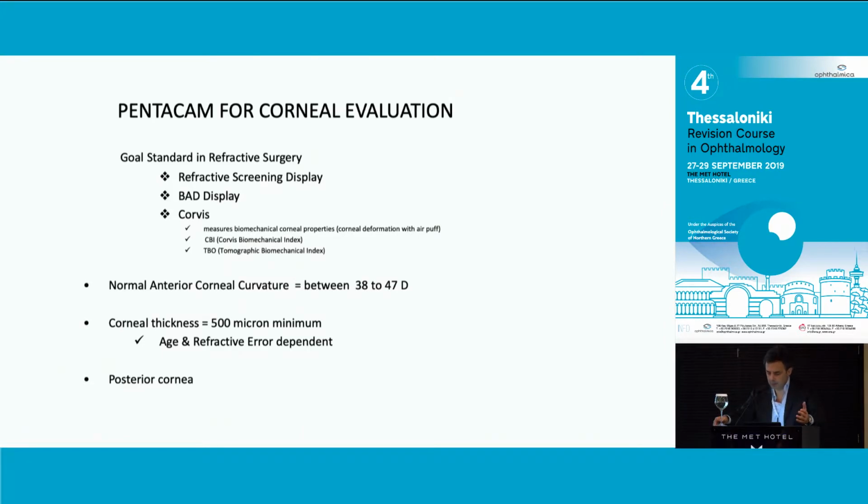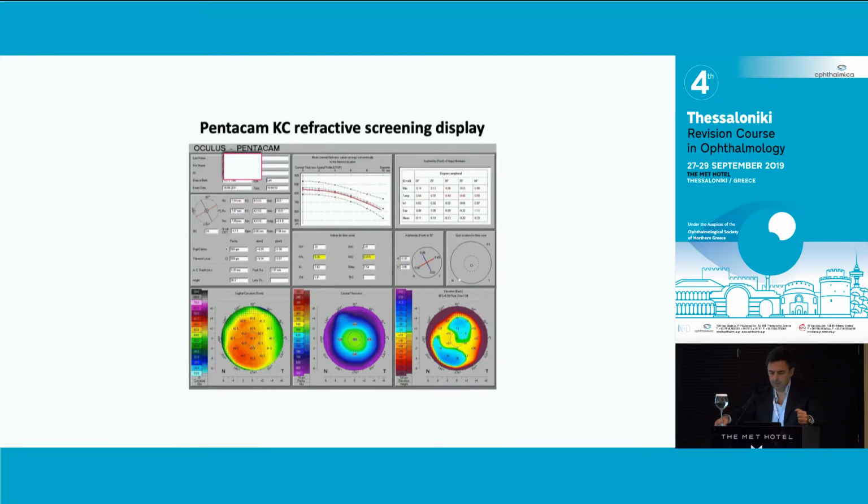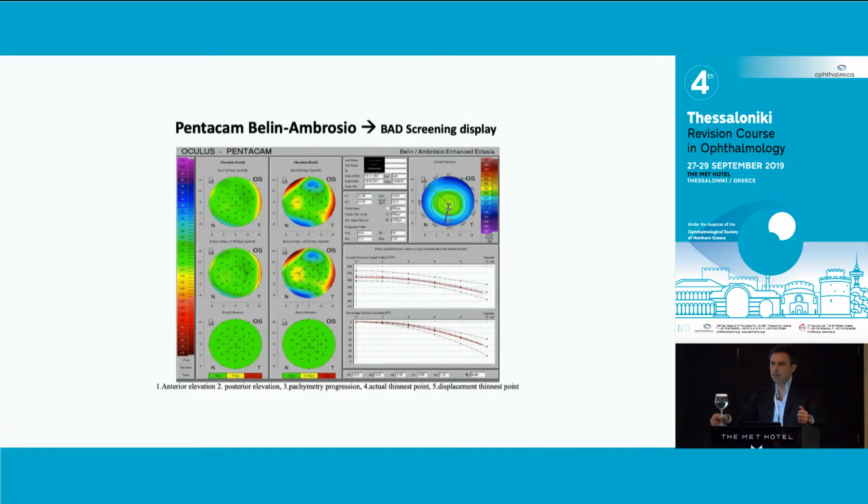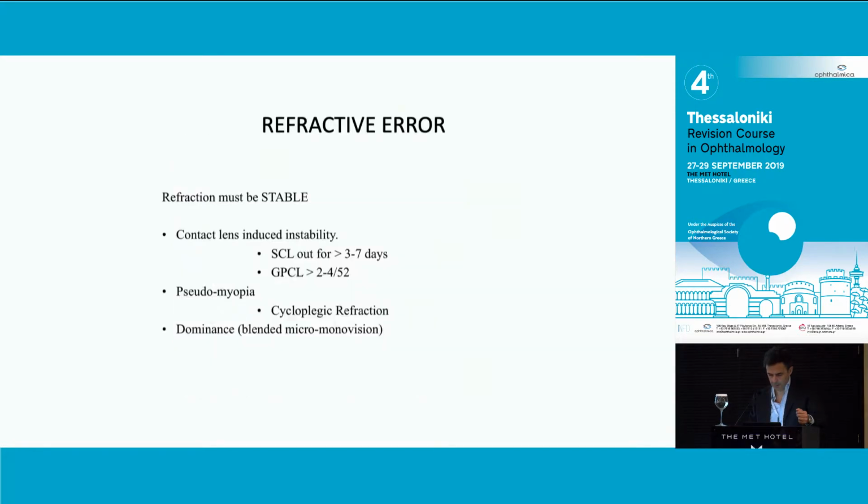Corneal curvature: look at the normality, look at the thickness, and look at the posterior cornea. This is a typical example of a Pentacam. I always like to look at the refractive display because it shows me if there is any abnormality and if there is any forme fruste or subclinical form of keratoconus. And also we'll look at the Belin-Ambrosio to look at the protrusion of the posterior cornea and the theoretical risk of corneal ectasia in the future.